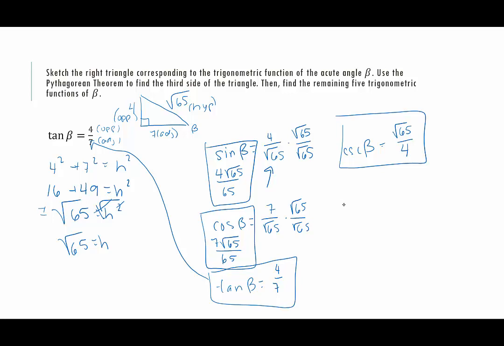The reciprocal of cosine is secant. Secant of beta, I'm going to use this right here. The reciprocal of that will be root 65 over 7. We have a rational denominator, so we don't need to worry about secant. And cotangent of beta, we could have actually figured out without ever drawing the triangle, because it would just be the reciprocal of tangent, which is 7 over 4.